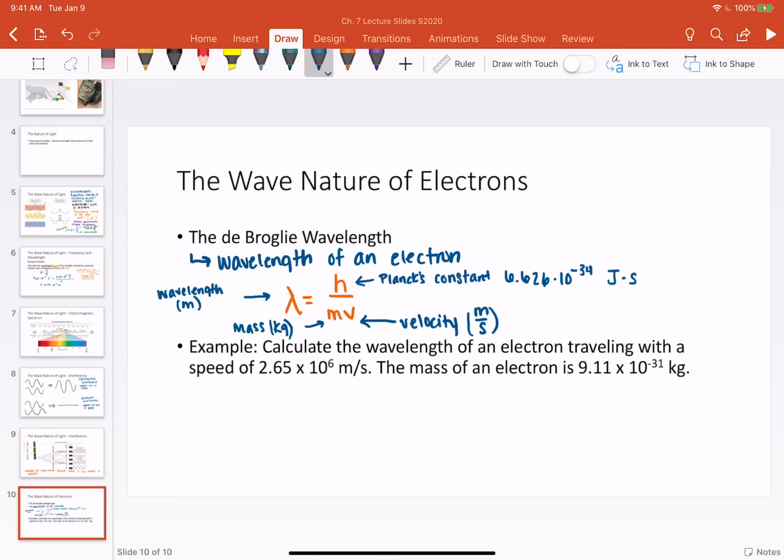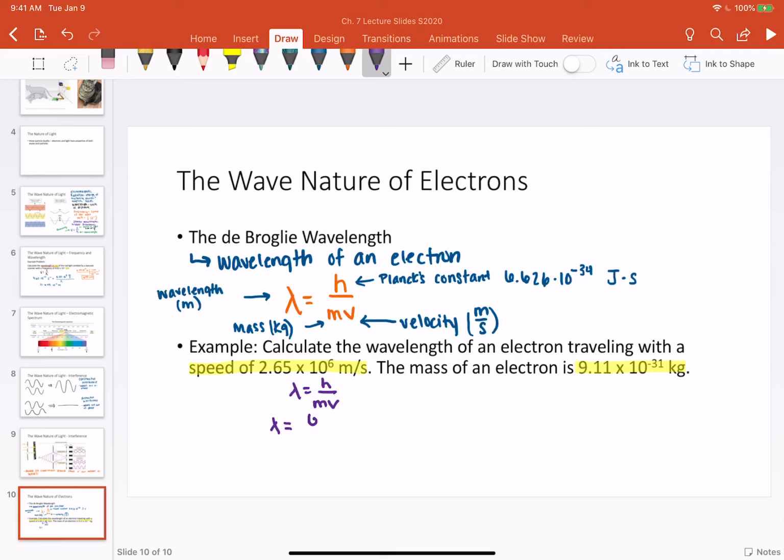So how do we use this equation? Let's take a look. If we want to calculate the wavelength of an electron traveling at a speed of 2.65 times 10 to the 6 meters per second, you can go ahead and use our equation. We know that speed and velocity are the same thing, so that's going to be our v. Wavelength is what we're trying to find, so that leaves our h and our m. The m value is given, that is our mass, and h is always a constant, so we have that value already.